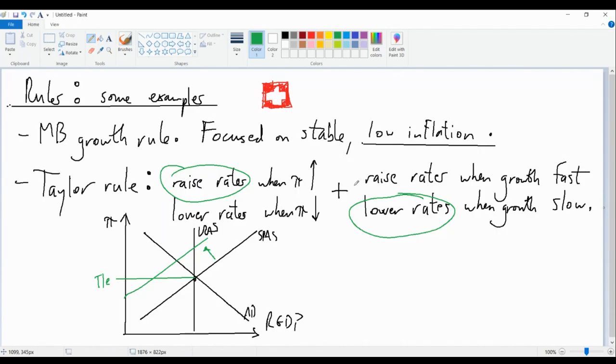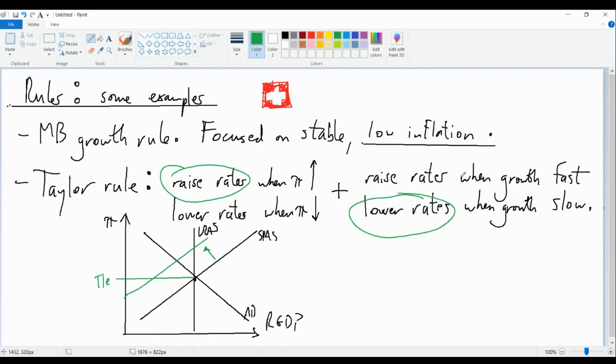So what should we actually do? Well, one part says raise rates, the other part says lower rates. So what do we do? Not much. The rule says that these two considerations would cancel each other out. And what is the point of that?